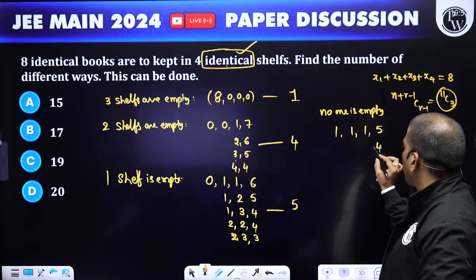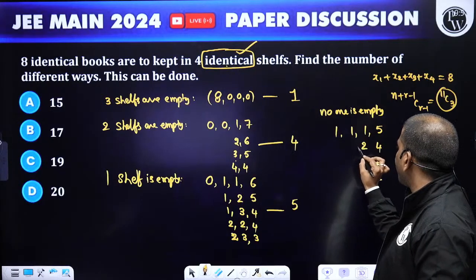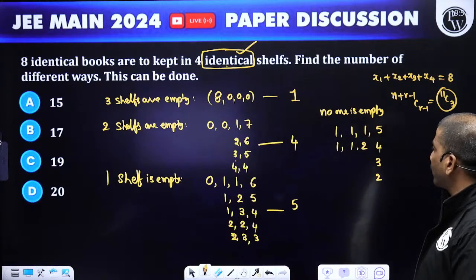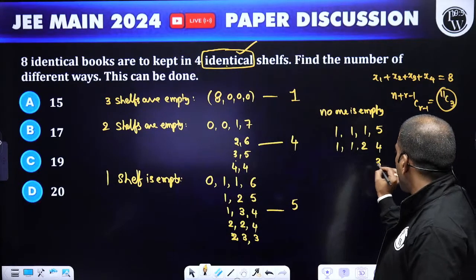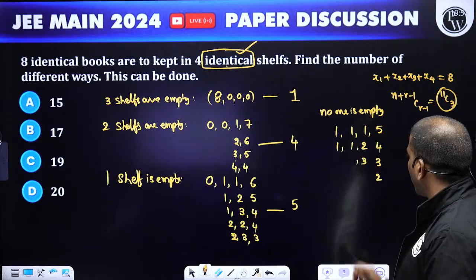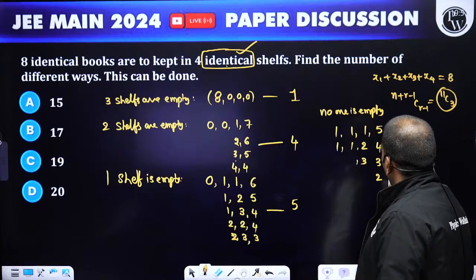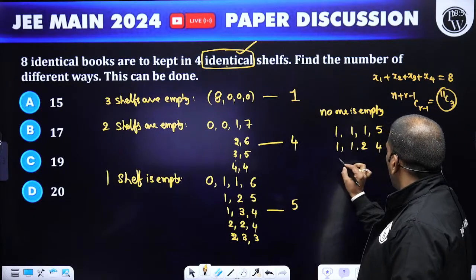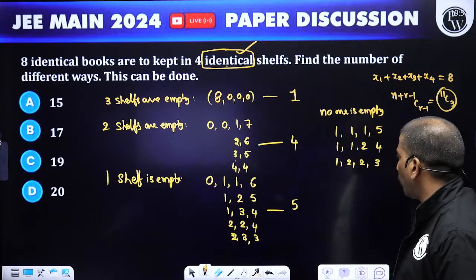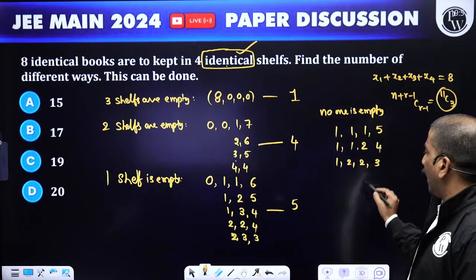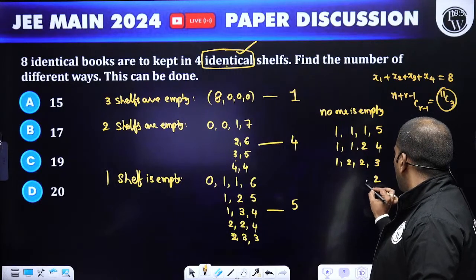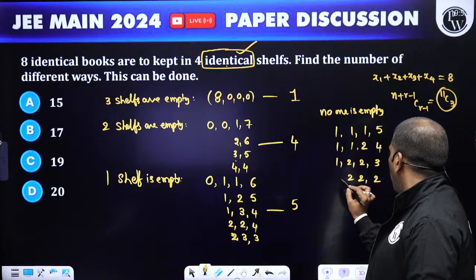If it is 4, I will give the 2 here: 1, 1, 1, 1, 2, 4. Correct? Next, it is a 3, and here also I will give 3. Here what I will do, I will make 1, 2, 2, 3. Next, if I give 2 here, this is 2, 2, 2.